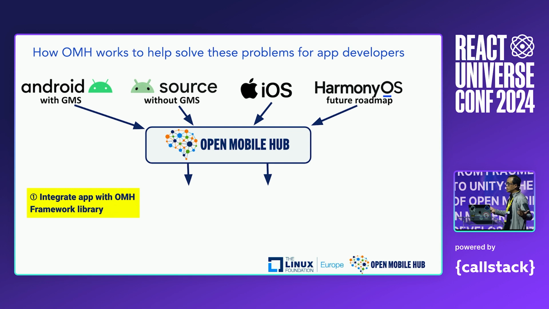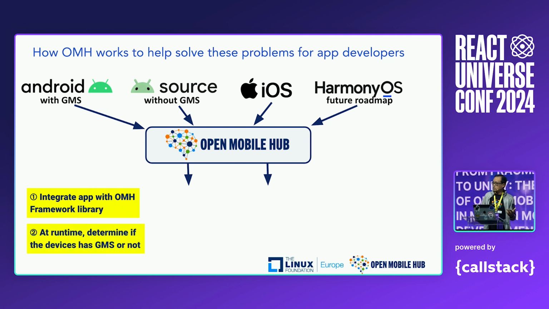So how are we actually doing that? Let me go through step by step. Number 1, the app developer actually needs to integrate with the OMH library first. Once it's integrated and available in the App Store, when the consumer downloads it and runs it, at runtime OMH will actually determine the device type. Does it actually have the GMS library installed already on the device or not?